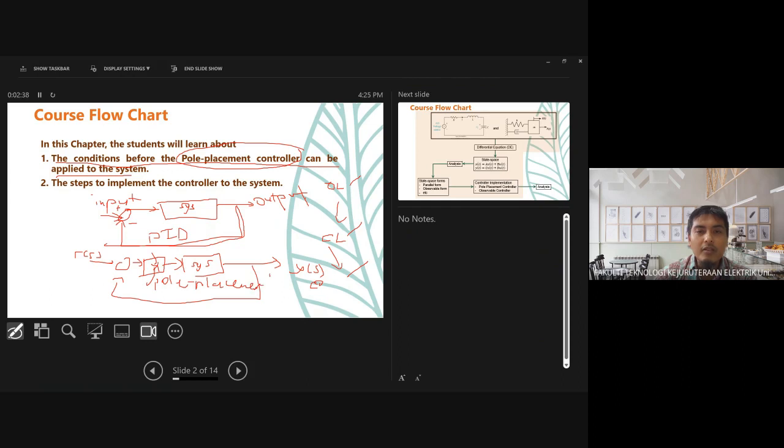This is the location you put the controller, the pole placement controller. So that's why in this chapter, you will learn the condition before the pole placement controller can be applied to the system. It means that if you have a system, you cannot straight away apply the pole placement. No, you cannot do that. So you need to check, is the system compatible with the pole placement controller or not? If compatible, you can apply the pole placement. If not compatible, you cannot apply the pole placement controller.